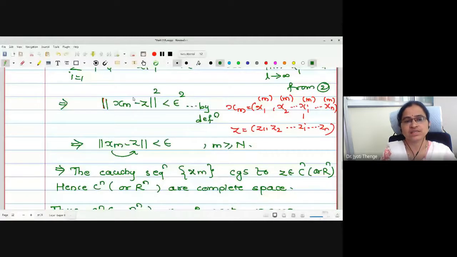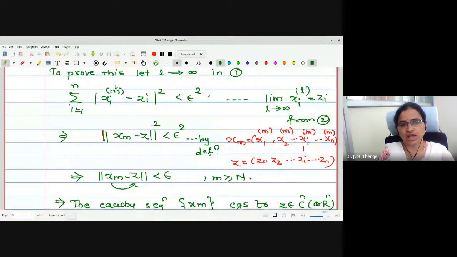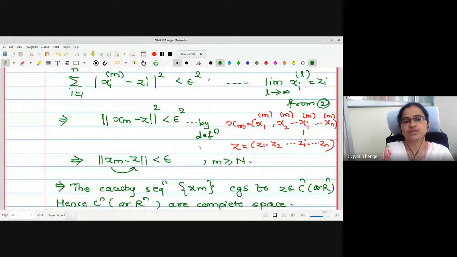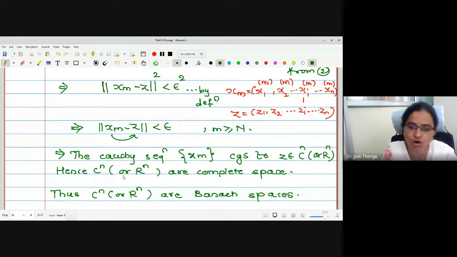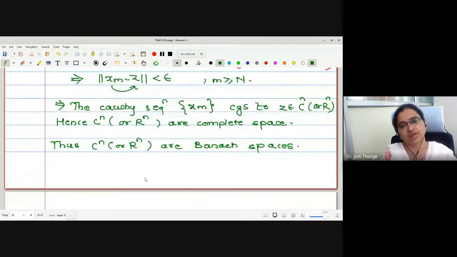Okay, this is actually the ith coordinate of a vector xm minus z. Here I have written both the vectors xm and z. So this definition gives you norm square of xm minus z less than epsilon square. Taking square root, it gives you norm of xm minus z less than epsilon. Thus, the Cauchy sequence xm converges to a point z in Cn. It proves that Cn or Rn are complete spaces. Hence, the first step gives you normed linear spaces. The second step gives you complete spaces. Therefore, combinedly one can say that both Cn and Rn spaces are Banach spaces.